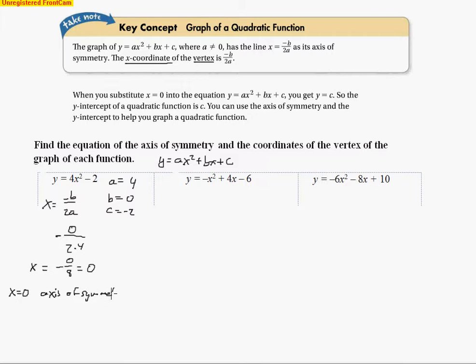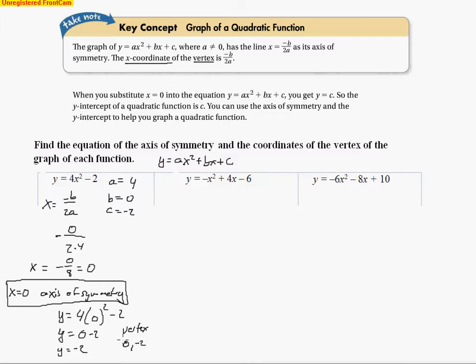And so now I want to find out what that vertex is. So what I'm going to do is take that axis of symmetry, 0, and plug it in for x to find out what y is. So I have y equals 4, but in place of x I put 0 squared, minus 2. So I go ahead and do that work. This makes 0 minus 2, which makes negative 2. So the coordinates for the vertex are 0, negative 2. And that's what we have there.